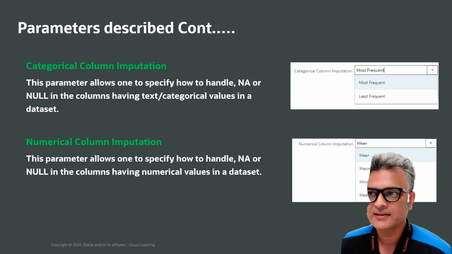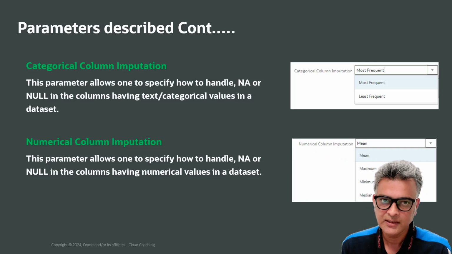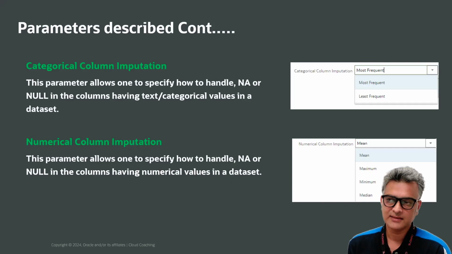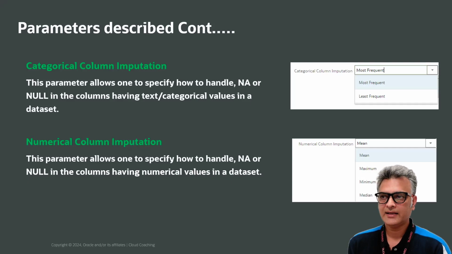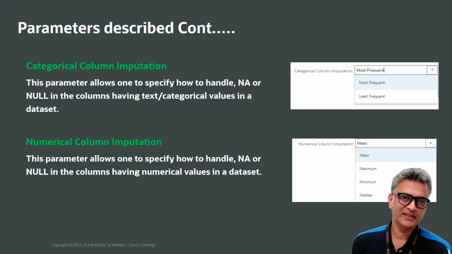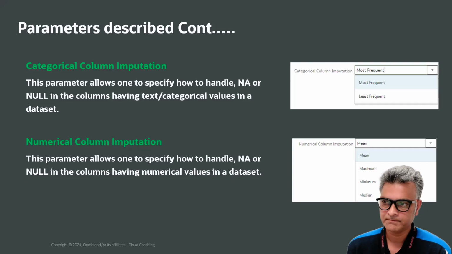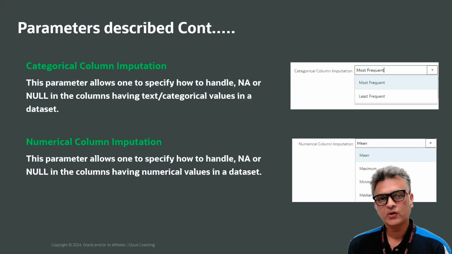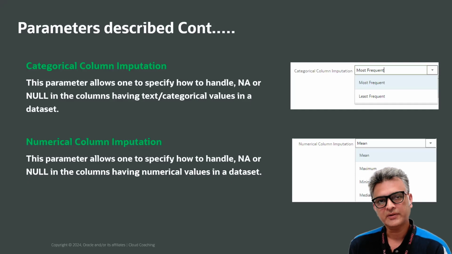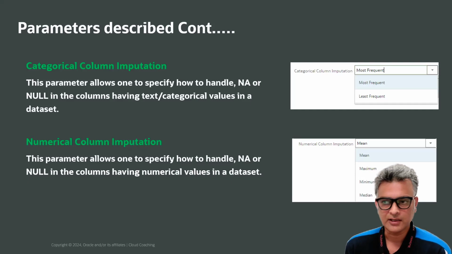The next important parameters are around column imputations. By column imputation, what I mean is if you have nulls in the data set, how would you handle these null values? So there could be two types of data set. Either you have categorical or text based columns, or you have numerical columns. Now for categorical column imputation parameter, this parameter will allow you to replace the nulls with one of the two options. Either you use the least frequent value or the most frequent value in the column. For numerical column imputation, you get 4 different options. You have mean, maximum, min, and median. So any one of these can be used to replace the null or NA values in that particular column.